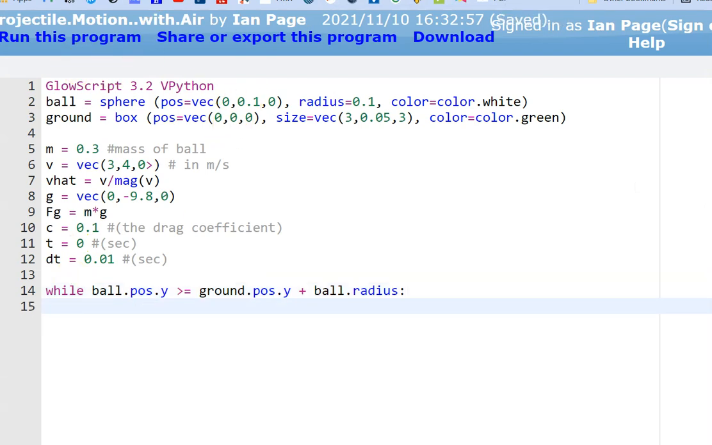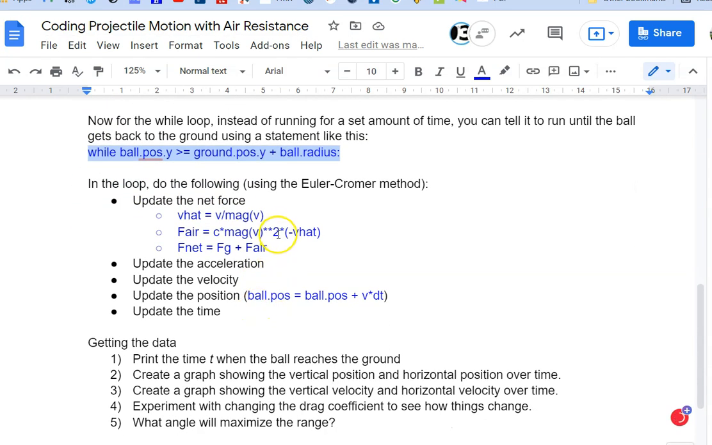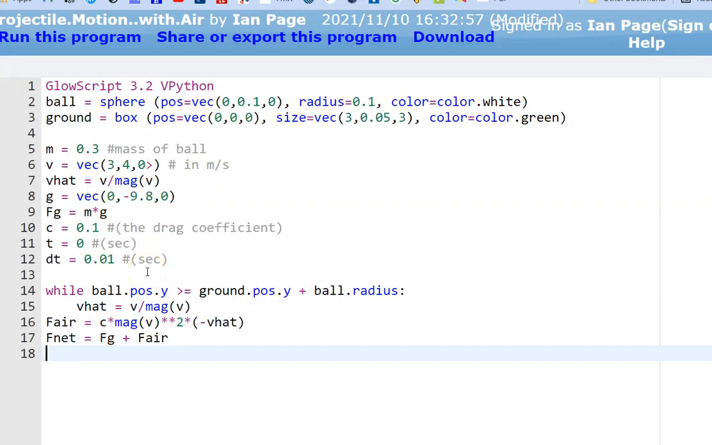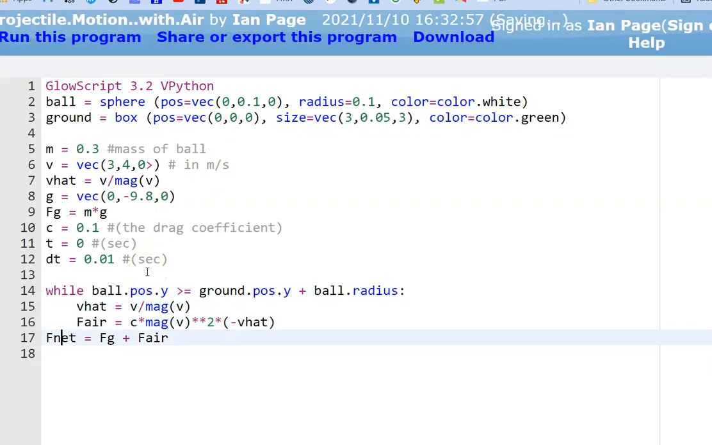And once again, I've given you some of the instructions. These 3 lines are going to be basically determining the net force. So you can just copy those right in there. I'm going to paste that in. But remember that you need to have everything indented.